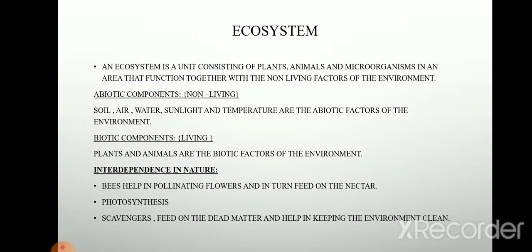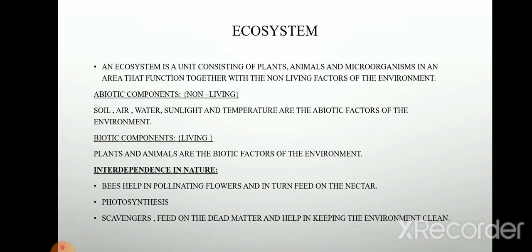If they do not feed on the dead matter, it will keep on piling up in the environment, and our environment will become dirty, or we can say there will be no cleanliness around us. So they play a major role. Even crows are scavengers present around us, which feed on this dead matter and keep the environment clean. Okay, so these all are the terms which we are going to discuss in ecosystem.